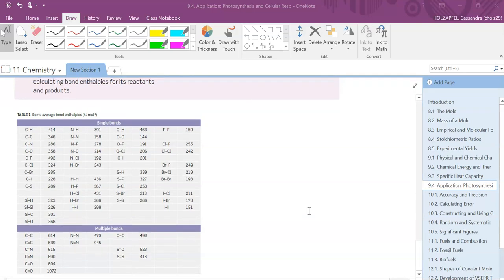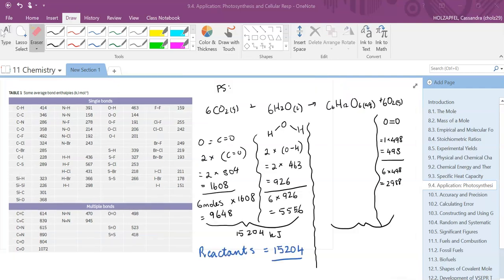So I'm going to go ahead and calculate the bond enthalpies for 1 mole of each of the products and the reactants involved in cellular respiration and photosynthesis. I've gone ahead and calculated the bond enthalpies for the simple compounds, carbon dioxide, water, and oxygen. But what I wanted to quickly show you is how we find the bond enthalpy for glucose. And to do that, we have to know what the structure of glucose actually is.